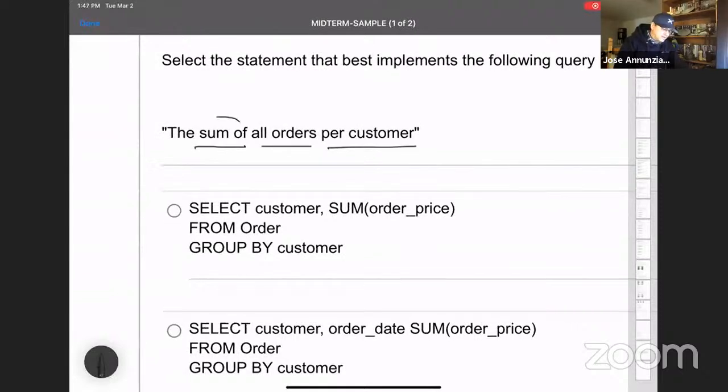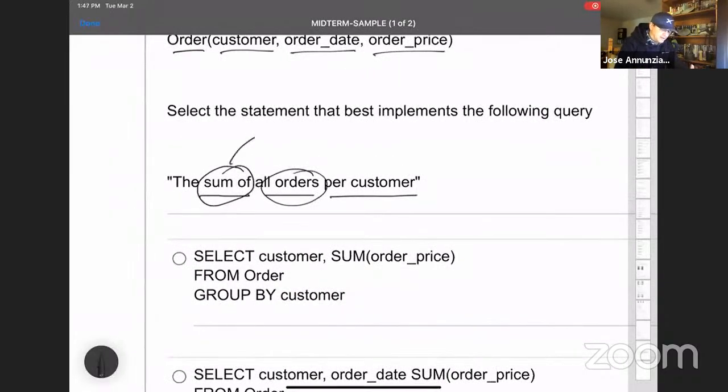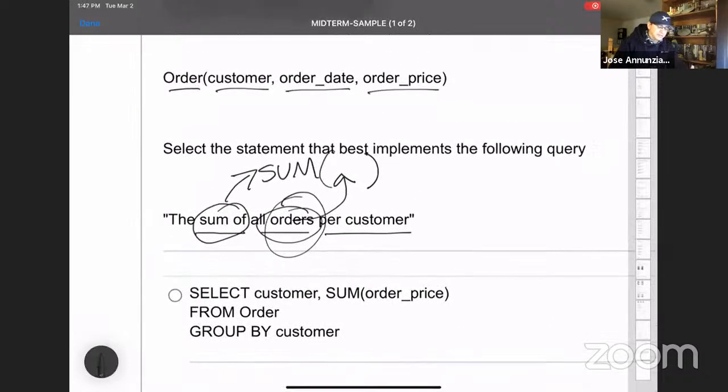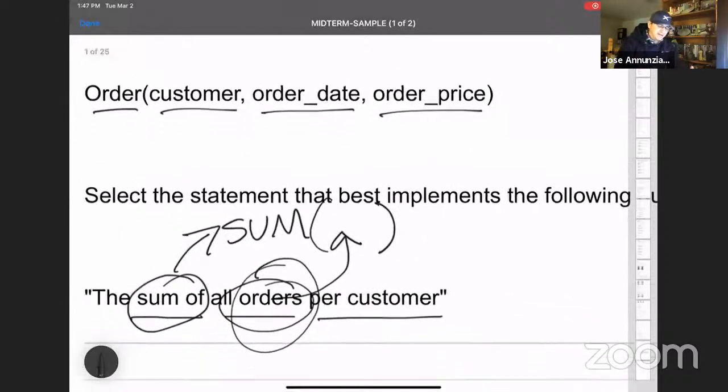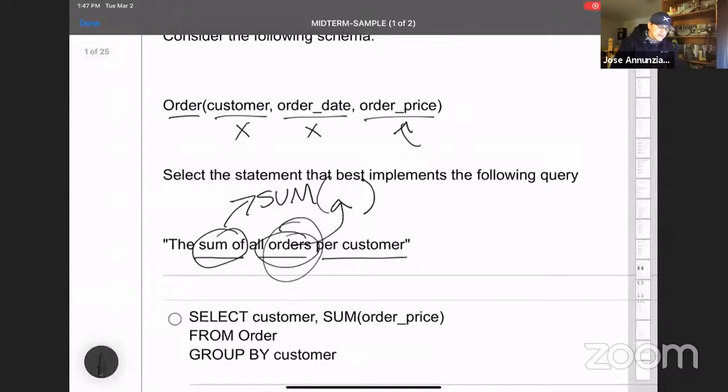So the sum of all orders. We're seeing for things where we can presumably find the aggregate function sum. And then the sum of whatever that is. Presumably you have to be able to deduce that obviously what we want to add are the prices. It would make no sense to add up the dates, or to add up the customer. But we're adding up the prices.